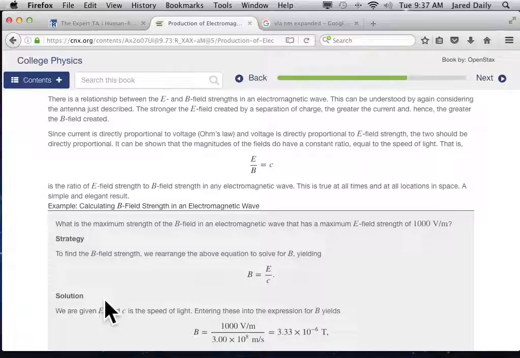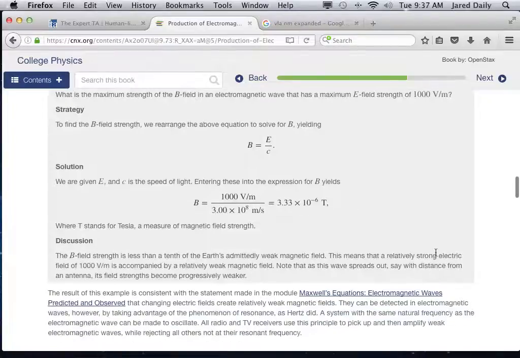And here in this example, they have us calculate that. They want to know what is the maximum strength of the magnetic field if the electric field strength is 1,000 volts per meter. You rearrange the equation to solve for B. 1,000 divided by 300 million, you get 3.33 times 10 to the minus 6 Tesla. So micro Tesla, very, very small.